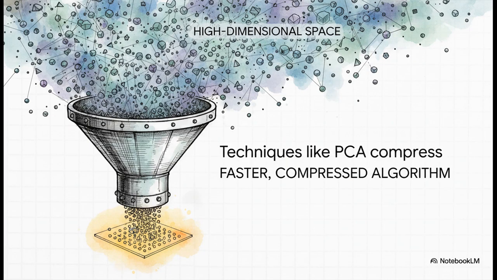This makes advanced stuff way easier to understand. When you hear people talking about highly advanced techniques, things like principal component analysis or PCA, or even creating embeddings for massive large language models, all we are actually doing is compressing that high-dimensional space into something much smaller. We do this simply so our algorithms can run way faster without losing the really important information.